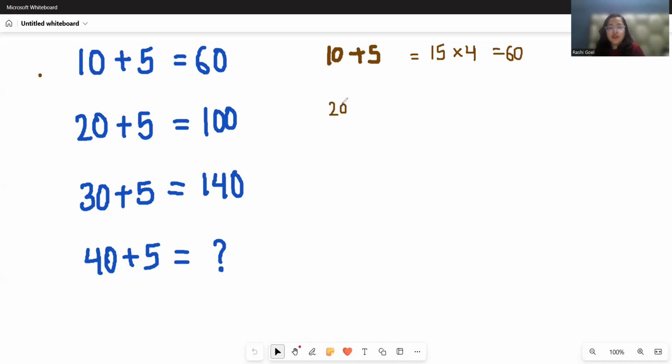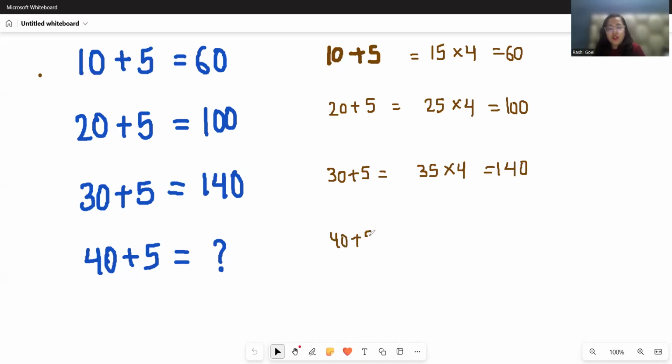20 plus 5 is 25 and 25 times 4 is 100. It works here also. 30 plus 5 is 35. Now we have to multiply by 4. 35 times 4 is 140. Great. Now 40 plus 5 is 45 and 45 times 4 is 180. So what replaces the question mark?